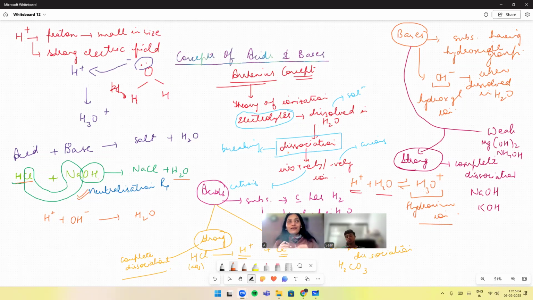Then he could not explain some substances' acidic or basic character, for example ammonia, right? Ammonia is a very good base, but it does not have an OH ion. But Arrhenius told us that a substance has to have OH with it. It doesn't have it, but still it is basic in nature. Then CO2 is acidic in nature. How come it does not have hydrogen? So Arrhenius could not explain this.